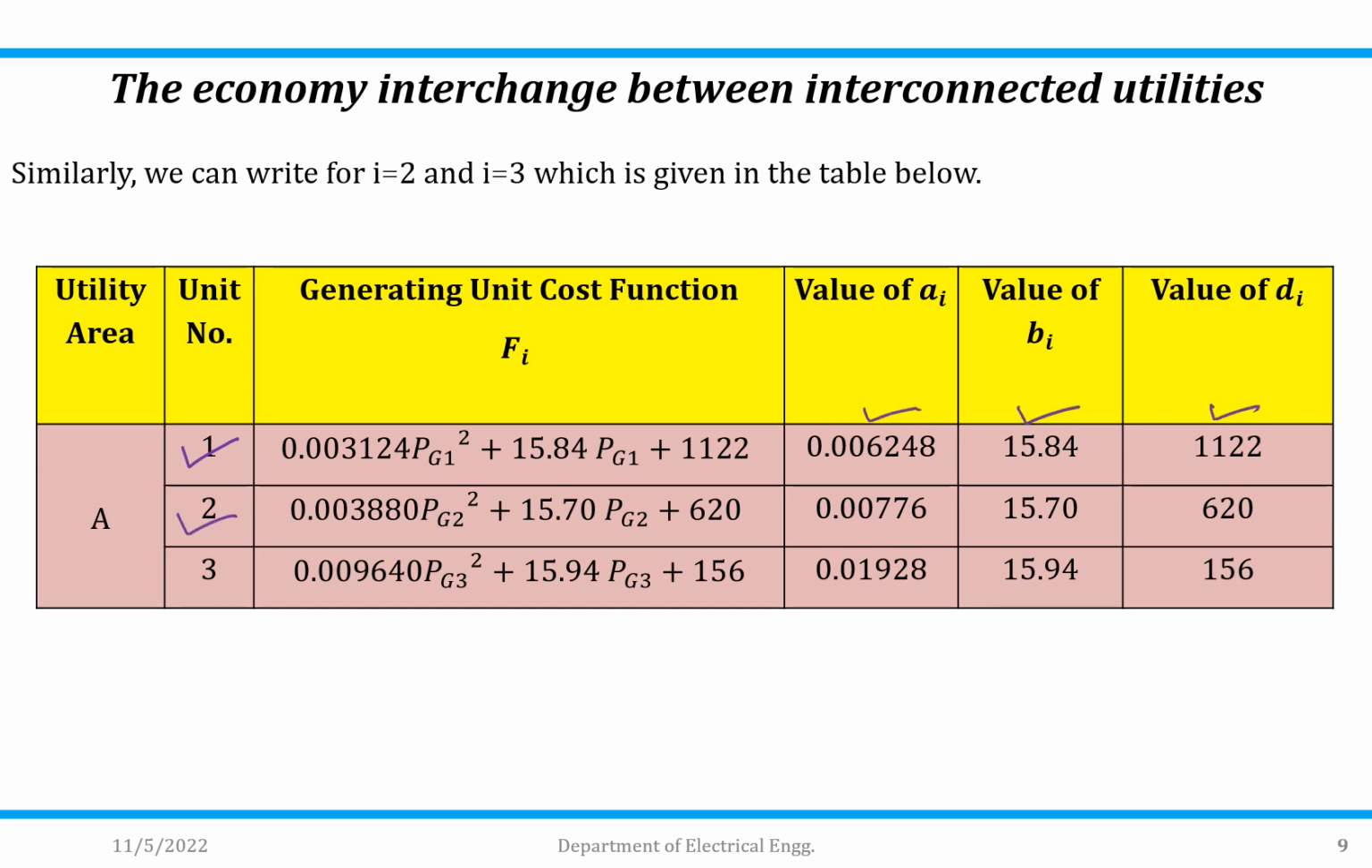Similarly, if you compare the equation we have with our equation half into Ai PGi square plus Bi into PGi plus Di, then half A2 PG2 square compared with 0.003880 PG2 square gives these values. A2 will be equal to 0.00776, B2 is 15.70 and D2 will be equal to 620. Similarly, for the unit 3 equation, we will get the values of A3, B3 and D3.